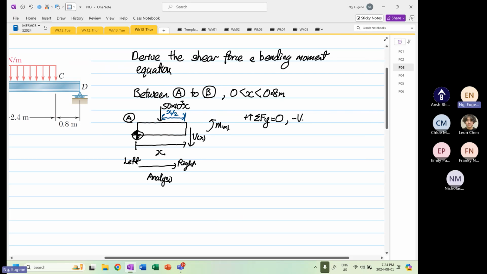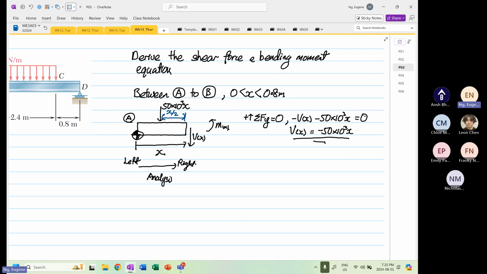Okay, so minus V as a function of x minus 50 times 10 to the power 3 x, the whole thing equal to 0. So V as a function of x is equal to minus 50 times 10 to the power 3 x. Okay, so this is your shear force diagram equation, between 0 to 0.8 meters.